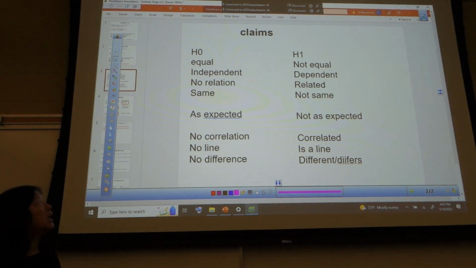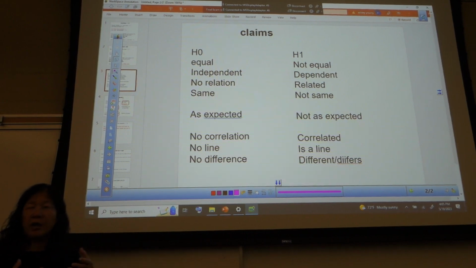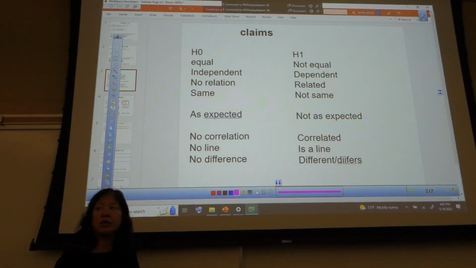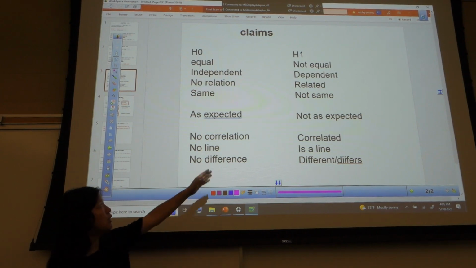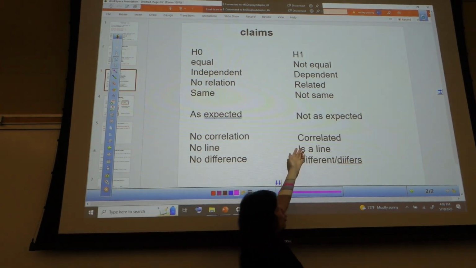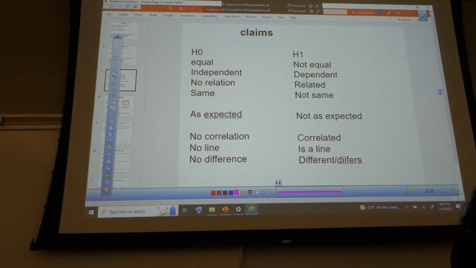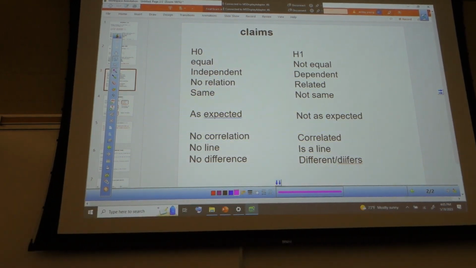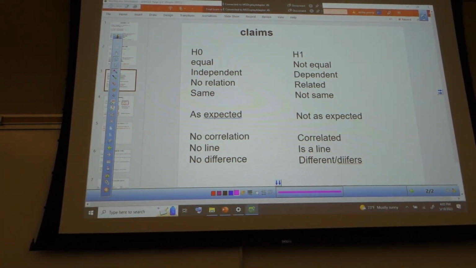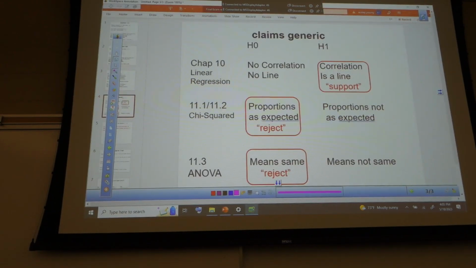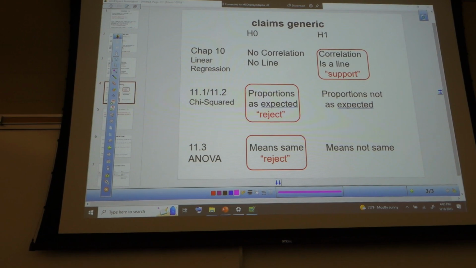Not equal, dependent. Remember, independent is when the proportions are equal, so dependent is when they're not equal. So that would be H1. Related, not the same, not as expected. Different, correlated, or it is a line. So these are all the flips, the opposites of H0. Generically, these are the ones that I would like to use on the exam.